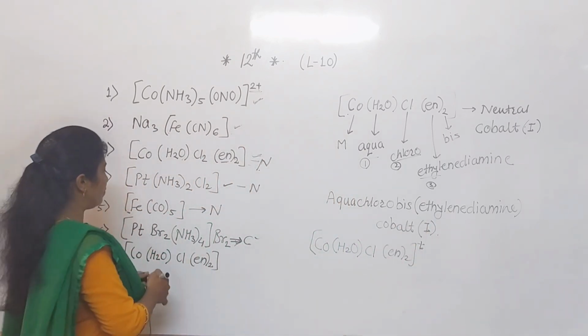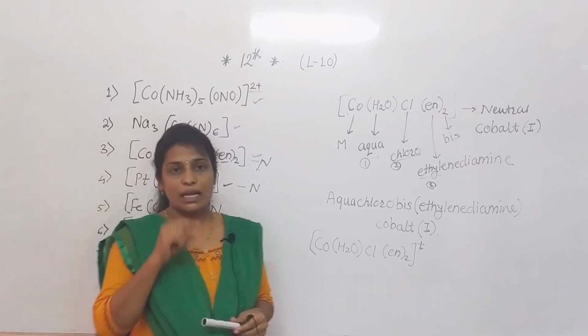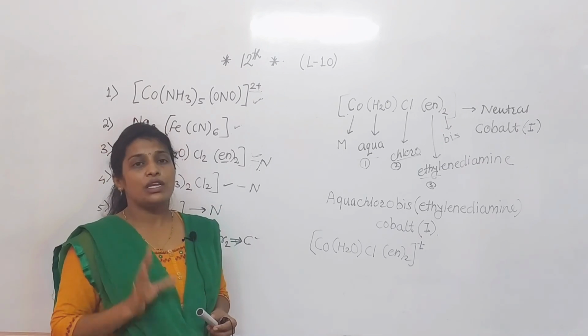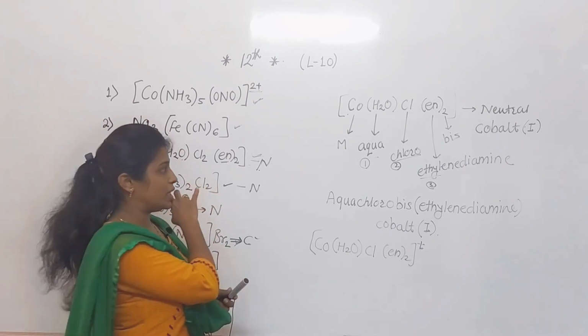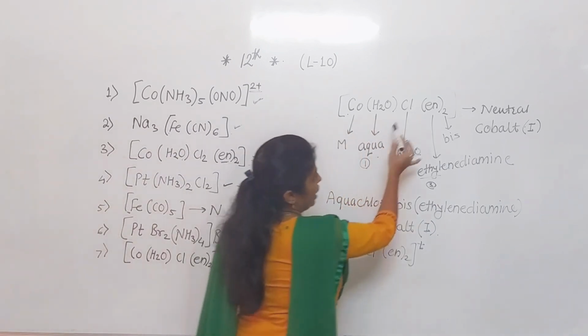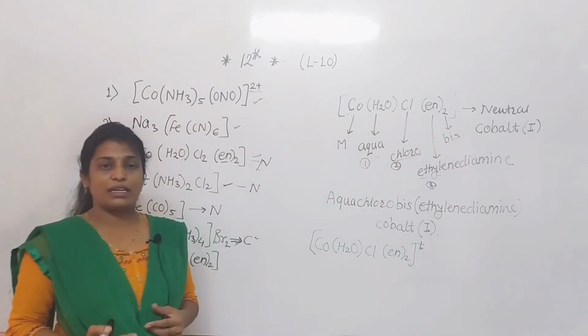Here we have completed 4 examples. In that, I told you how to identify cationic complex, anionic complex as well as neutral complex, and after that we have written its nomenclature by following some steps. So in this way, if you write, then it is easy to write its nomenclature.